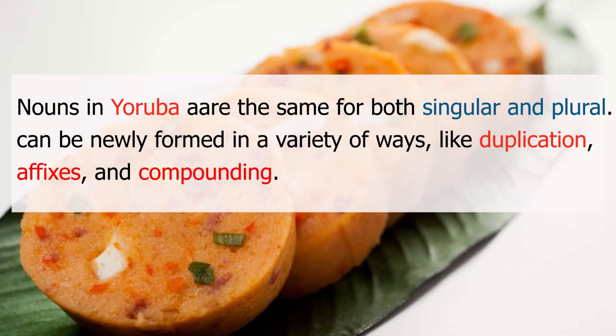Nouns. Nouns in Yoruba do not distinguish between singular and plural, and most of the time, they are not declensed. Nouns in Yoruba can be formed in a variety of ways, including duplication, compounding, and affixation or infixation, depending on where in the word it is.